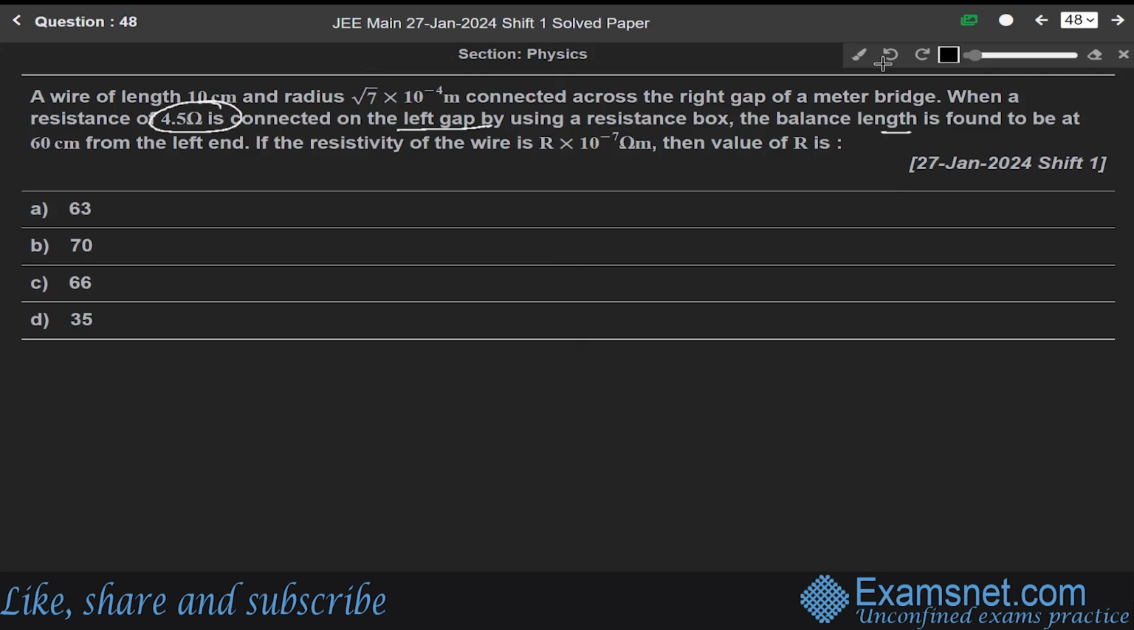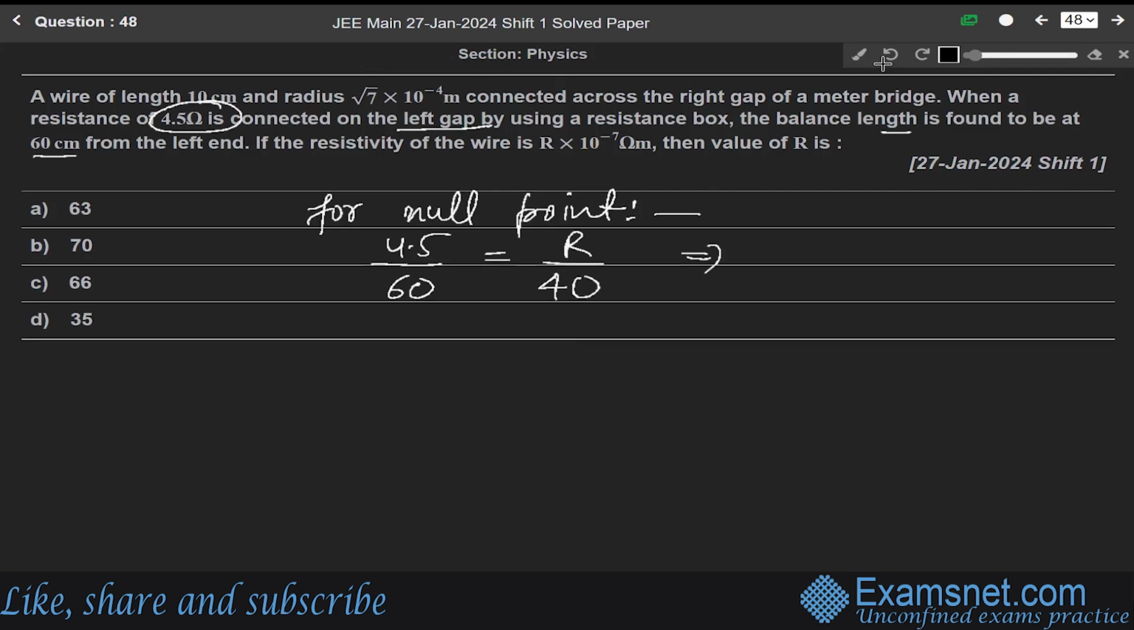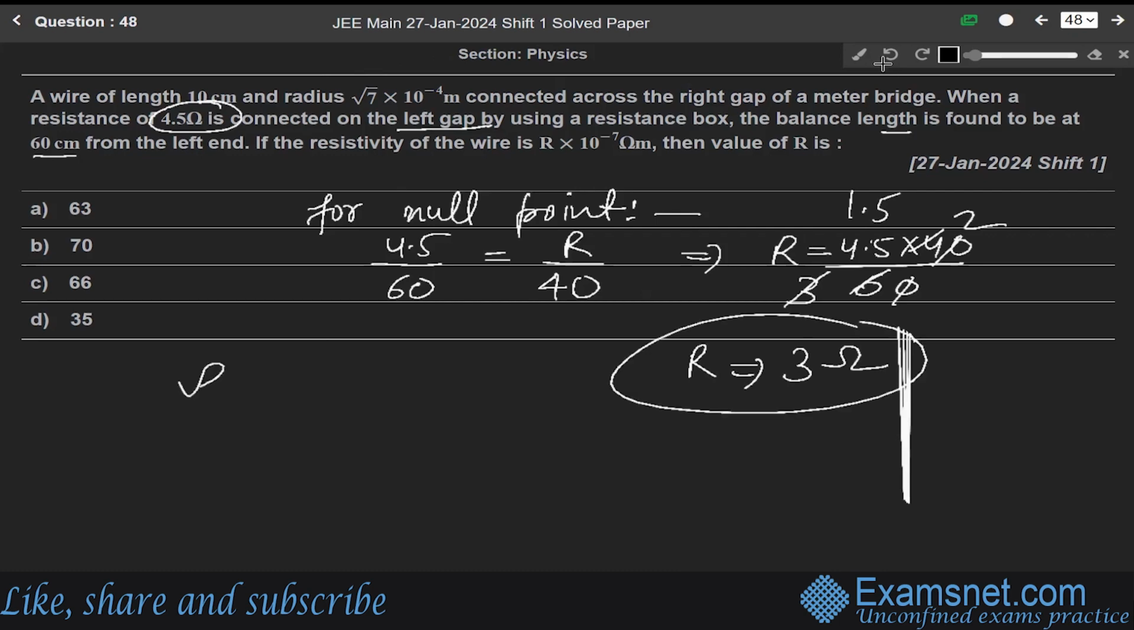okay, at the left gap the resistance is 4.5 ohm and the balance length is 60 centimeter. So for the null point, 4.5 over 60, remaining will be 40, it will be equals to R over 40. So here from here we get R equals to 4.5 into 40 over 60. It will be equals to 1.5 into 2 means 3. R is 3 ohm and resistivity rho equals to RA over L.